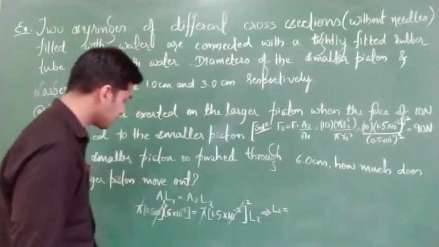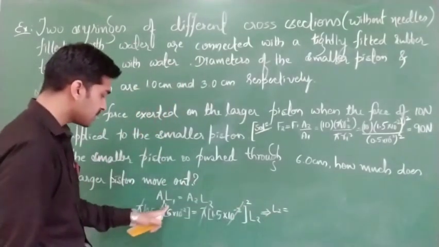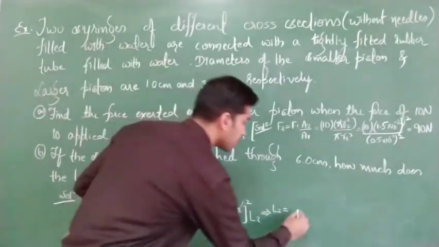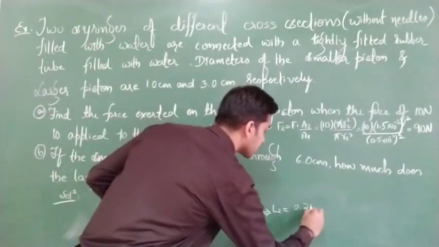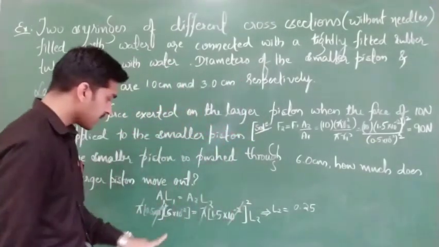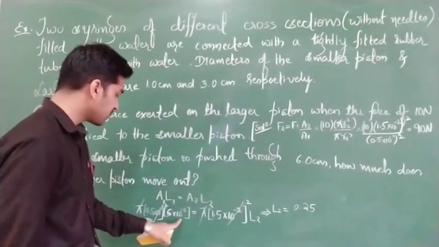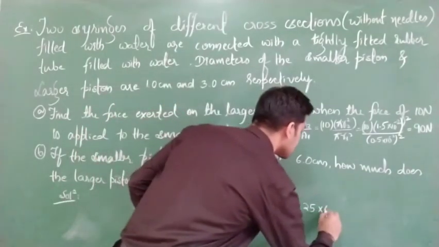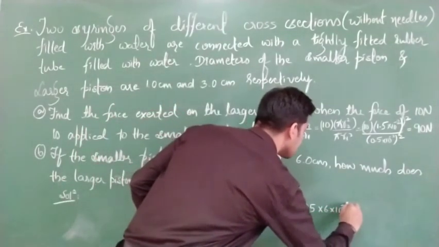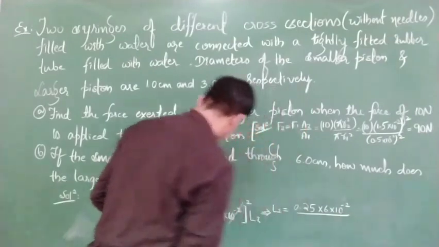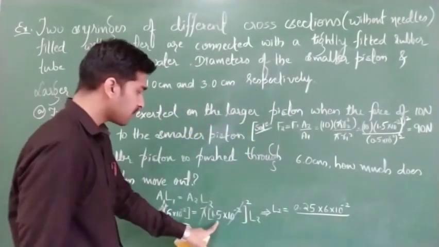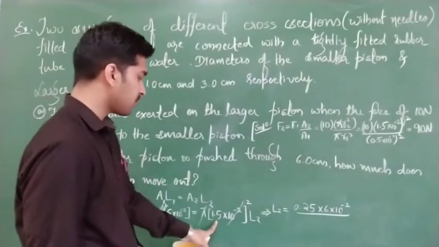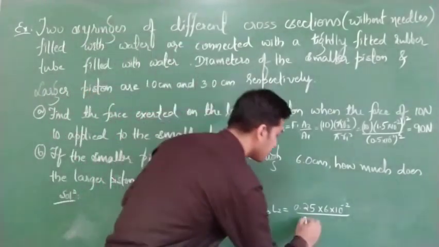L2 is equal to, so 0.5 square, clear? So 0.5 square means 0.25, clear? Next, here 6 into 10 to the power of minus 2, as it is you can mention, into 6 into 10 to the power of minus 2, clear? Whole divided by this 1.5 square, 15 15s are 225, means 1.5 into 1.5, 2.25.